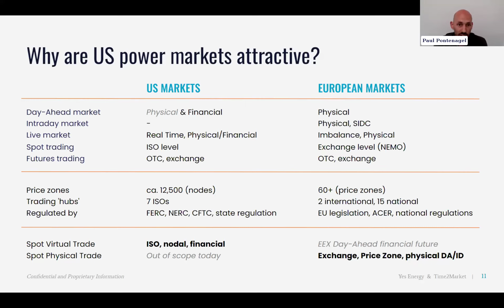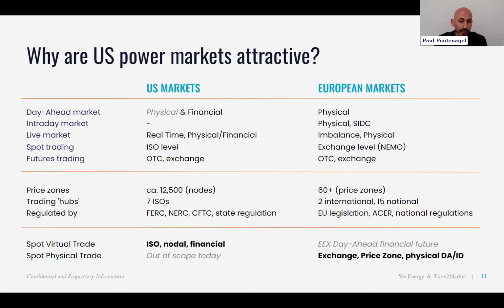In total, 7 ISOs in the US markets to get your financial exposure, while in the European markets, you basically have 2 very large exchanges that offer many countries, and additionally 15 separate exchanges where you can get your exposure in a specific country. It's not so much the topic of today, but it's also important to look at the regulation, of course, in the different markets.